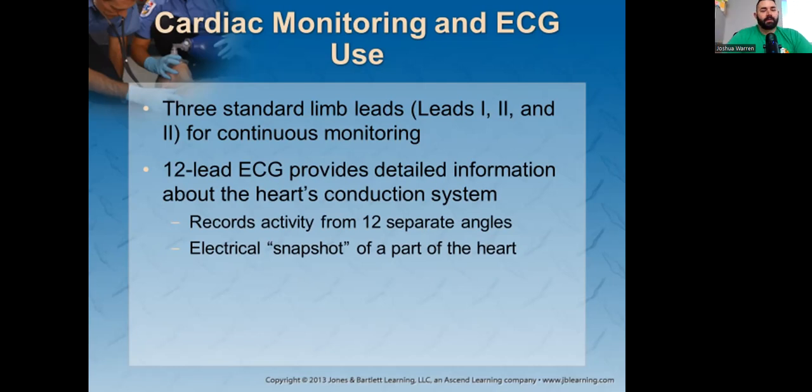Look where you're at. So the 12 lead provides detailed information about the heart's conduction system. It records activity from 12 separate angles, a full 360 snapshot. It's an electrical snapshot, not a mechanical one. How do I get a mechanical output? Yes, take a pulse.